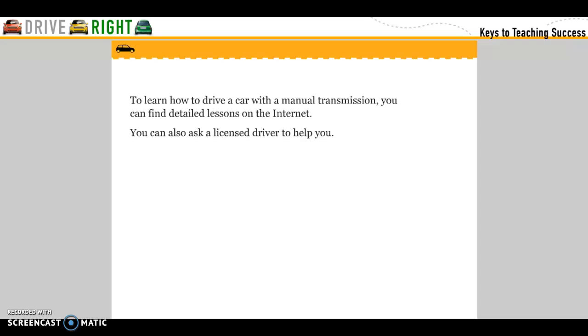How to learn to drive a car with a manual transmission. You should find detailed lessons on the internet. You can also ask a licensed driver to help you.